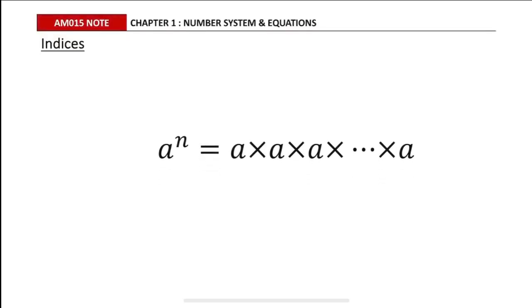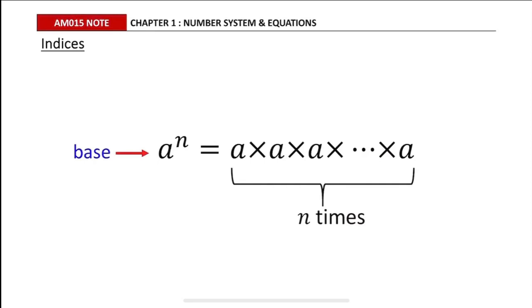If a is a real number and n is a positive integer, then a to the power of n equals the multiplication of a about n times, where the number a is called the base and n is called the index, or often called the power. This means that the index of a number says how many times to use that number in a multiplication.